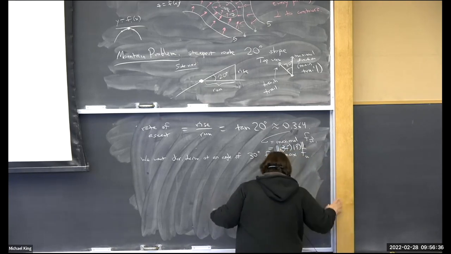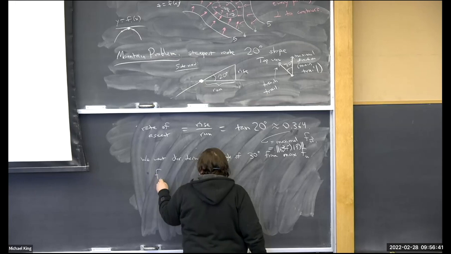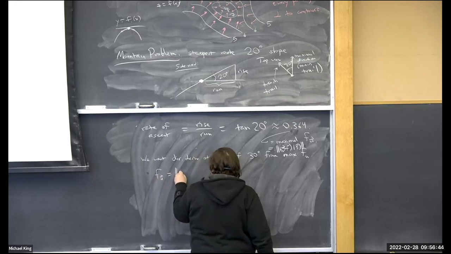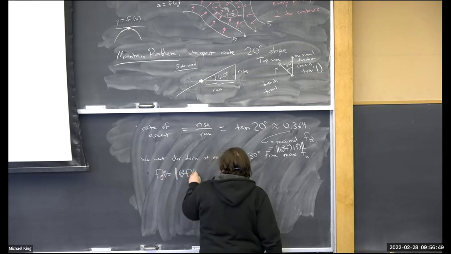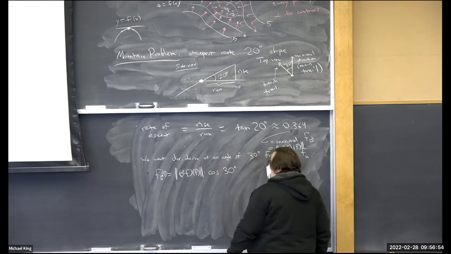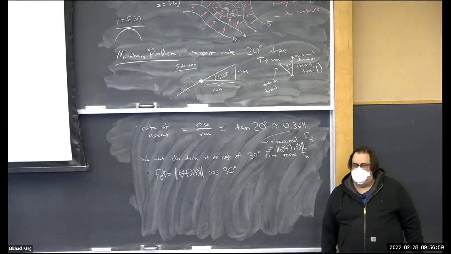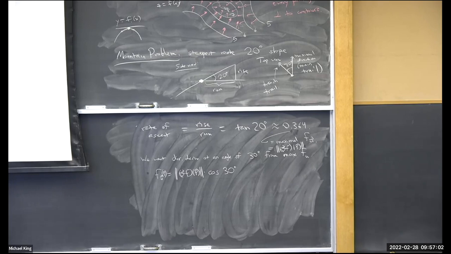And then we know that the general directional derivative is the magnitude of the gradient at P times the cosine of the angle. So in this case, it's 30 degrees. And so we take this number and multiply it by cosine of 30.